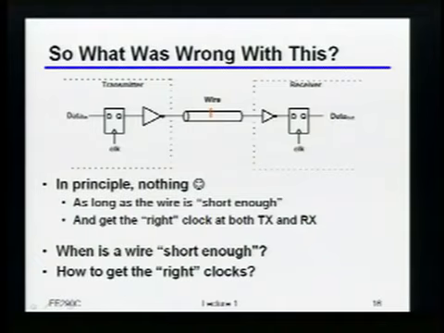The other thing that's going to turn out to be really important, and we'll spend a good chunk of the class talking about, is that this is all fine and dandy as long as you can get the right clock on both sides of the link. And what I mean by right, we'll go through in the class, and you'll understand what I really mean by that. So there are two key questions that I'm bringing up here. The first is, when is that wire short enough that I can just ignore it and do some really simple stuff and get this thing to work? And how do I get the right clocks on both sides of this link?